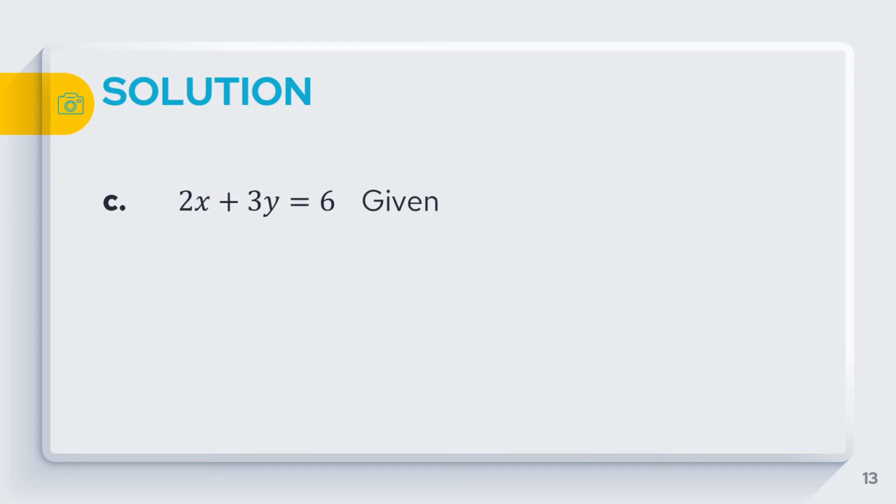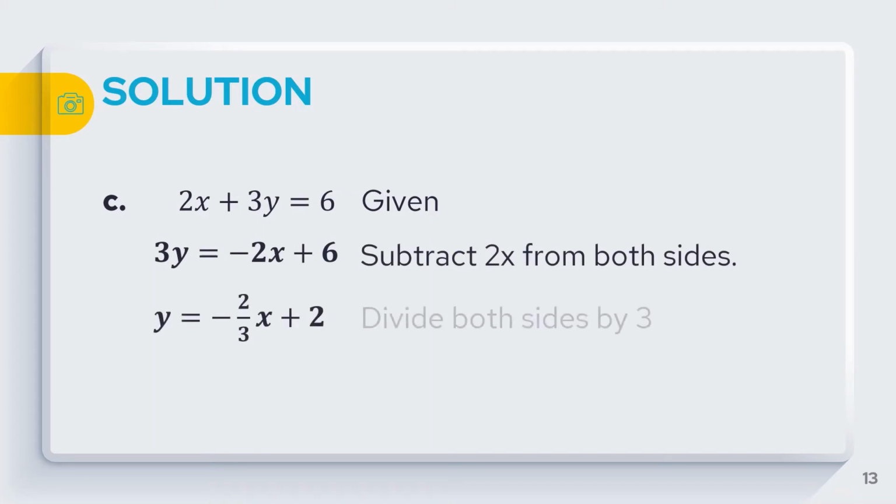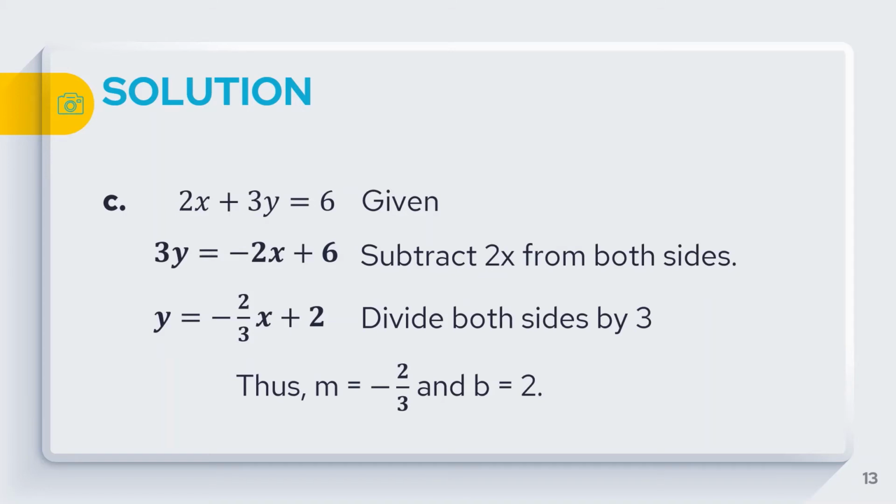Our third example is 2x + 3y = 6. This is our given. Okay, to start our solution following the format y = mx + b, we have to make sure that y is on the left side and the rest is on the right side. So we have to remove 2x on the left side, and to do that we have to subtract 2x from both sides. So once we subtract it, the remaining variable y is now on the left side, so it will become 3y = -2x + 6.